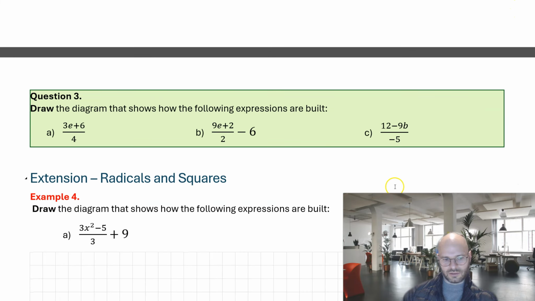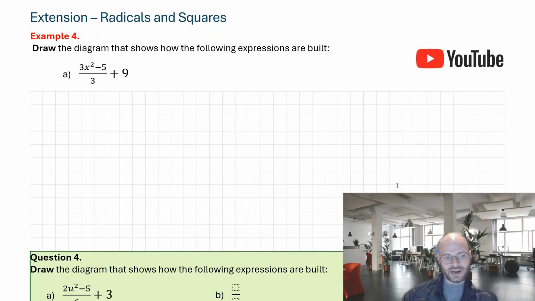Alright, moving down. We have some extension, radicals and squares. What do we do when we're dealing with radicals and squares in flowcharts? Starting off, let's just draw our expression and see what we have. I'm going to draw it in the middle to space it out a little bit better.